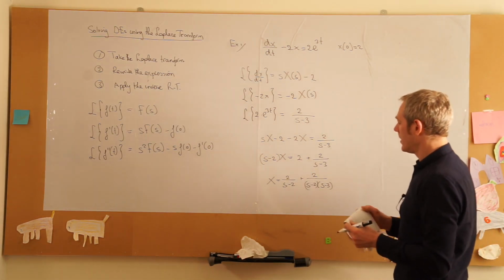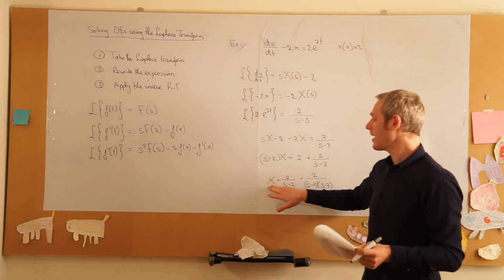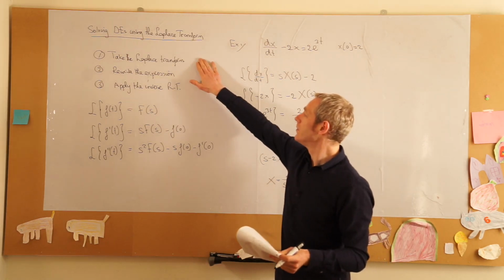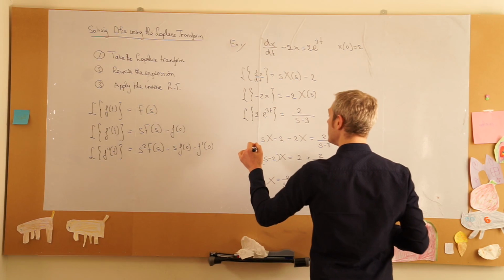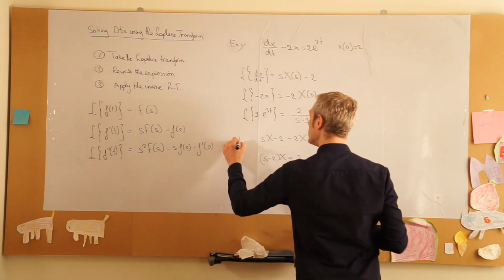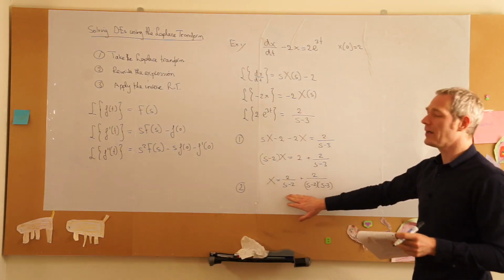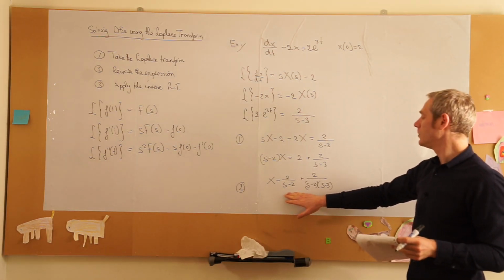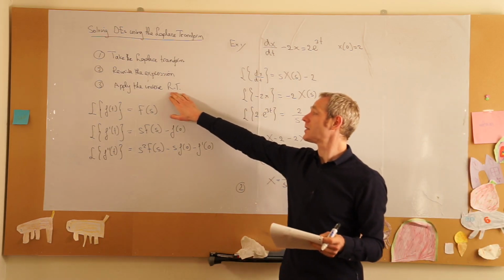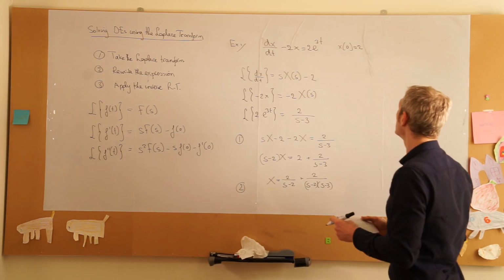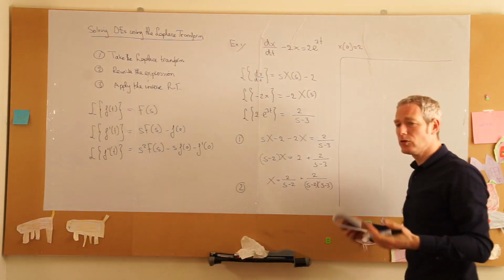Now, we've isolated X, and we've done step 1. This was basically step 1. And step 2, well, we're halfway there because we're not quite ready yet. We still need to write this into a form where we can take the inverse Laplace transform. So let's continue on.